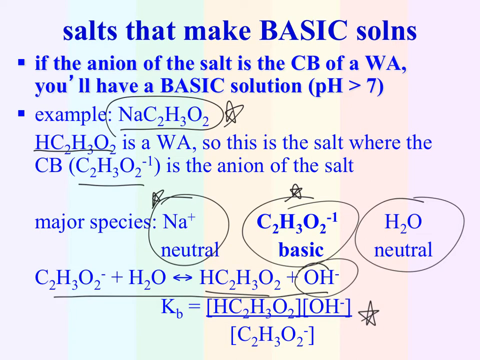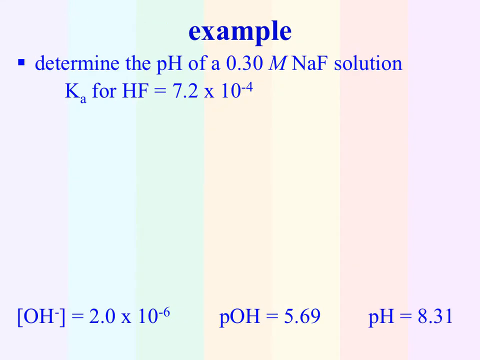So let's go ahead and look at a practice problem of this sort to figure out what the actual pH would be. In this situation, they've asked us to determine the pH of a 0.30 molar sodium fluoride solution. Notice that they've given us the Ka for HF. Now HF is the acid source that's associated with the F minus ion. So how is this all going to come together?